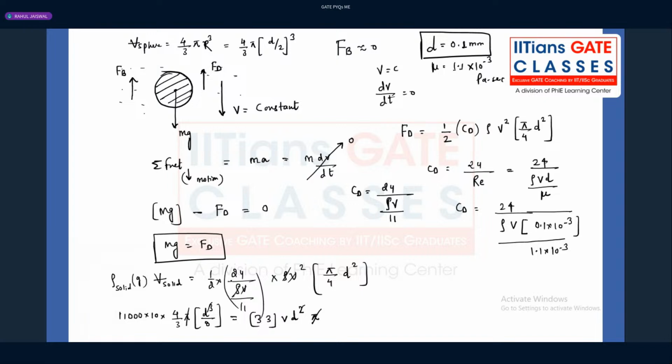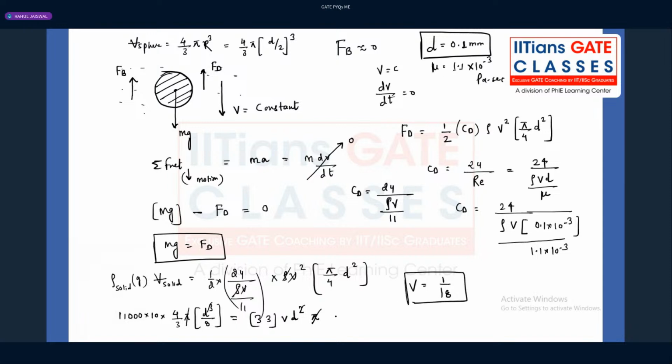The rho of body into g into 4 by 3, and here we have the pi. That pi will also be cancelling out. So 11,000 into 10 into 4 over 24 into 0.1 over 1,000. Yeah, so we are going to get the V value as 1 upon 80.